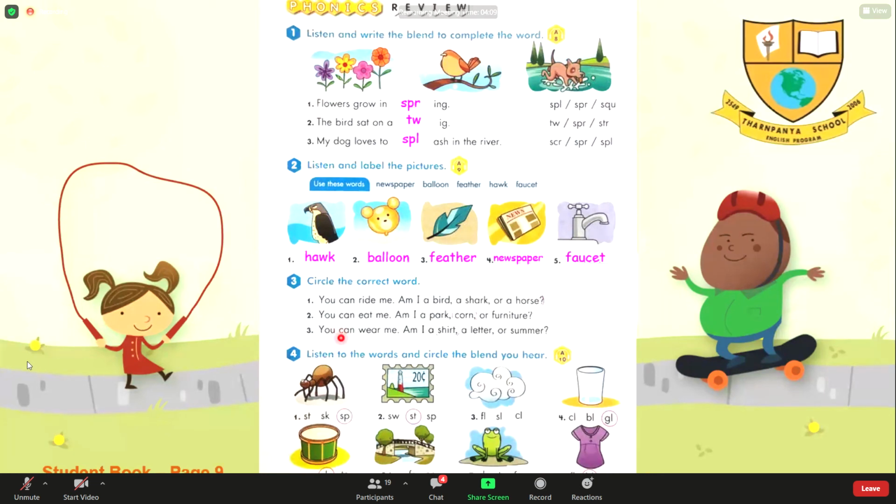Let me know when you finish, but don't rush. Again, I want you to make a nice letter. Let me know when you finish, and then we will take a look at the next activity. Did you all finish? Not yet. Okay, let's wait a bit.